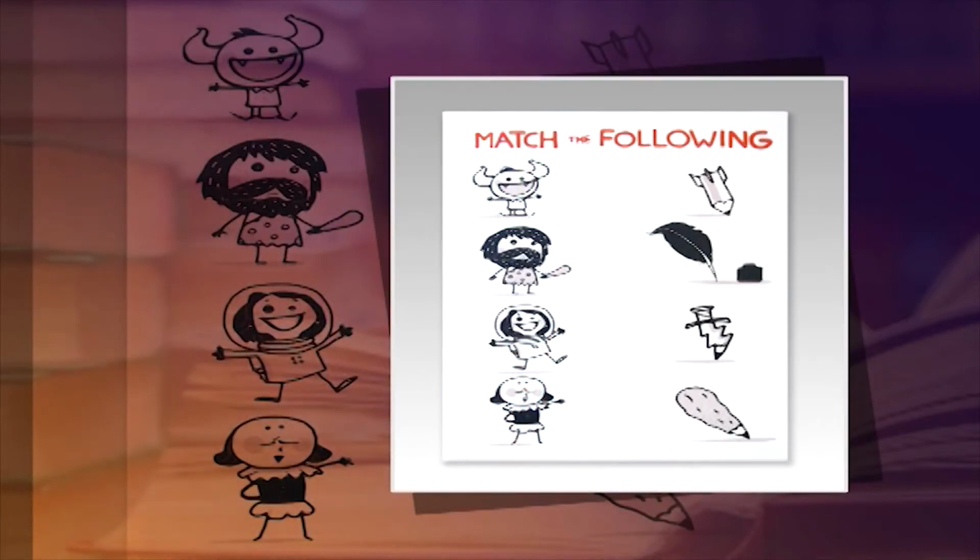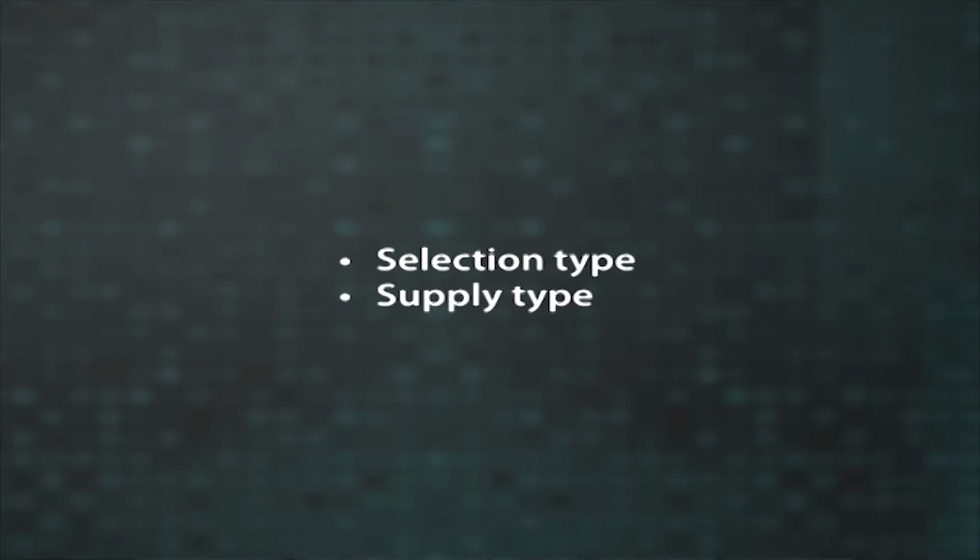Matching type format, which is a modified version of multiple choice questions, presents premises in one column and responses in another, and students are expected to match premises with the appropriate responses. Completion type format presents an incomplete sentence with one or more words missing, and students are required to provide or complete the missing words. These four formats fall under two broad categories, namely selection type and supply type.